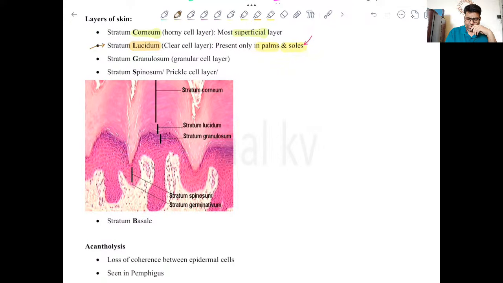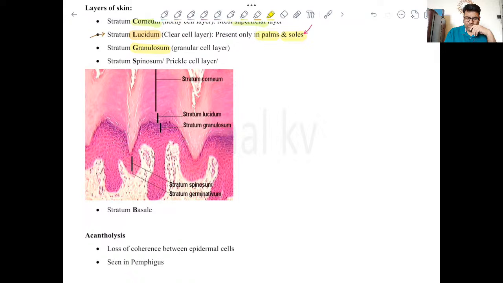So stratum lucidum. Deep to that is stratum granulosum, which is also known as granular cell layer, because it contains keratohyaline granules, right? And therefore we use the word granular layer, because of these granules.